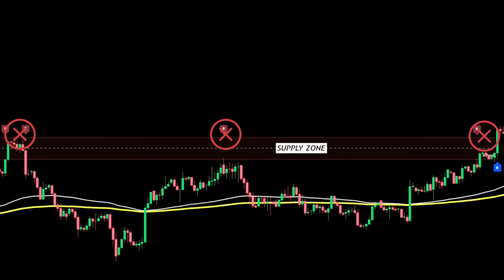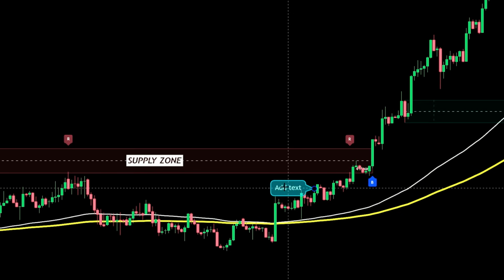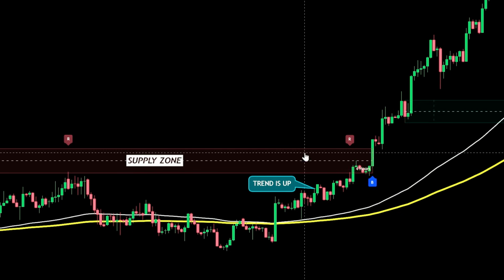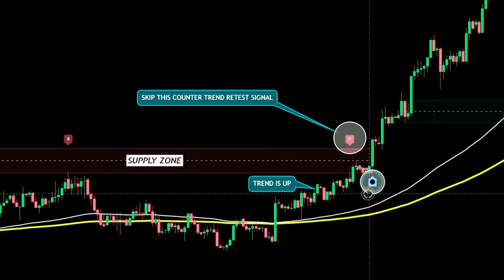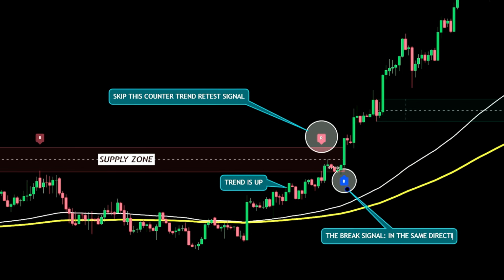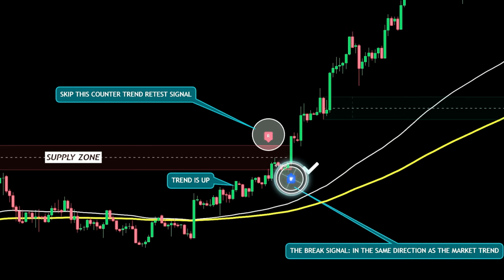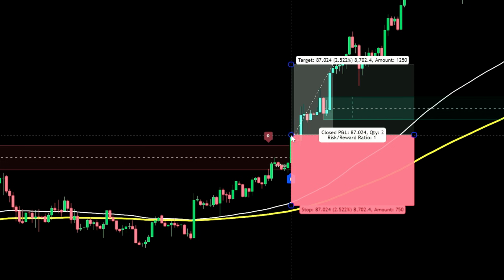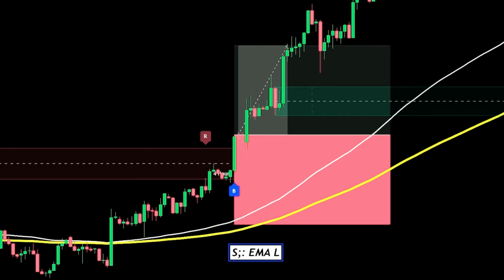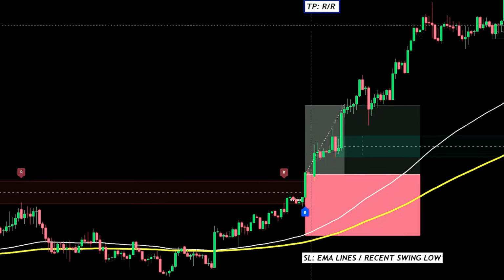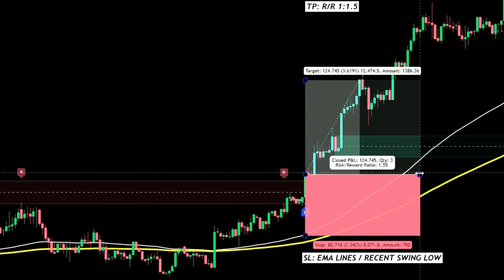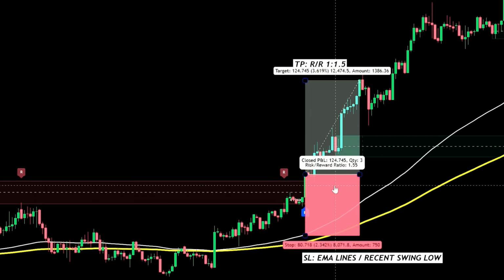But a bit later, a supply zone gets broken by a strong green candle and the indicator prints a break signal. This break signal is fully aligned with the uptrend, so it becomes a valid long entry. The stop loss should be placed slightly below the EMA lines or just below the recent swing low. The target should be at least 1.5 times your risk. That keeps the strategy mathematically healthy.